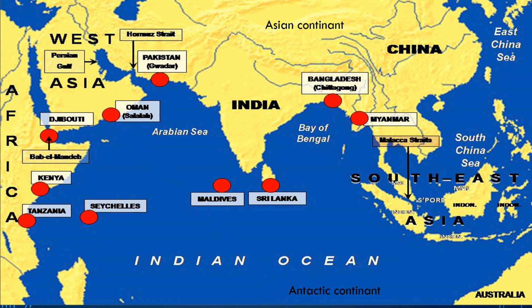The Australian continent lies on the southeast of the island. The Bay of Bengal is an important landmark and it is in the northeast of Sri Lanka. The Arabian Sea, which is in the northwest of the island, is another important landmark.